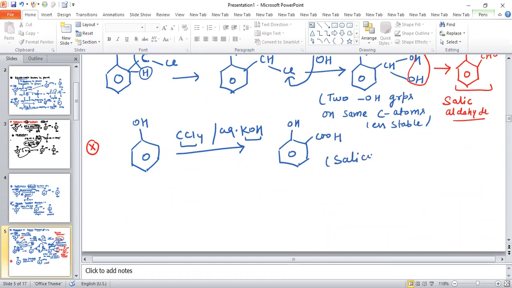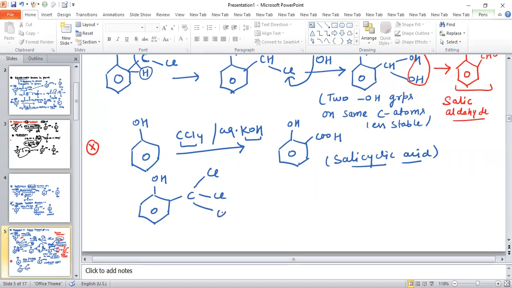So the product name is now salicylic acid. We have already seen the mechanism. Now if you want to see some of the steps, I am explaining this: OH, and on this carbon, three Cl groups are there. Because in the solution OH minus ion is present, this OH minus ion will replace all Cls.